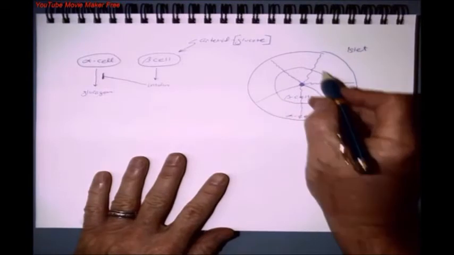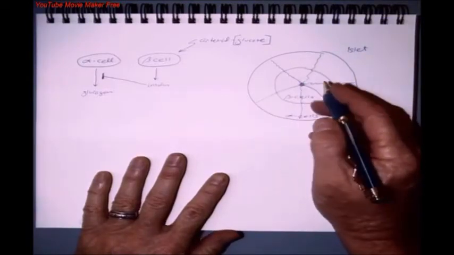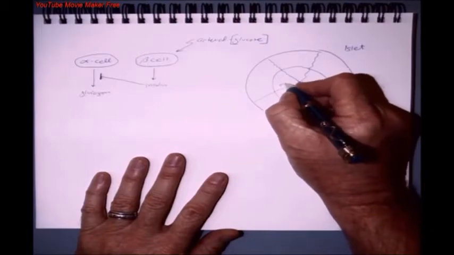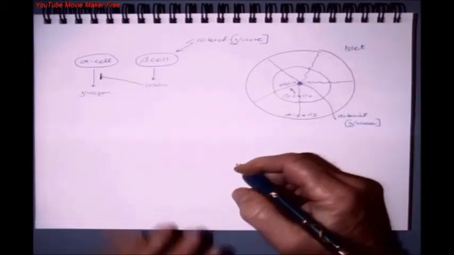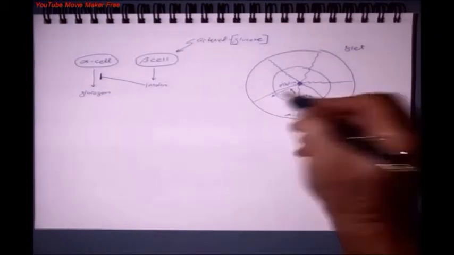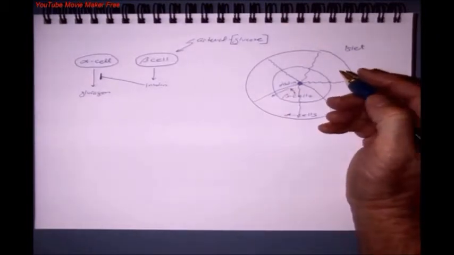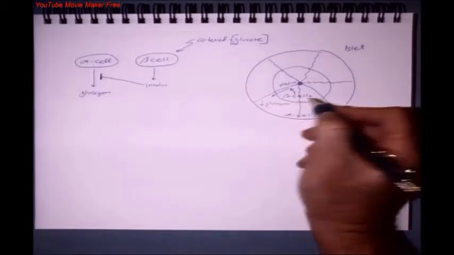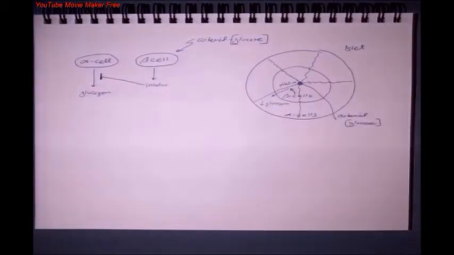So the beta cells are responding to the high glucose levels by secreting insulin into this venous drainage, which now is in contact with the alpha cells to inhibit glucagon secretion. So the beta cells are actually controlling both the insulin and glucagon levels in the circulation.